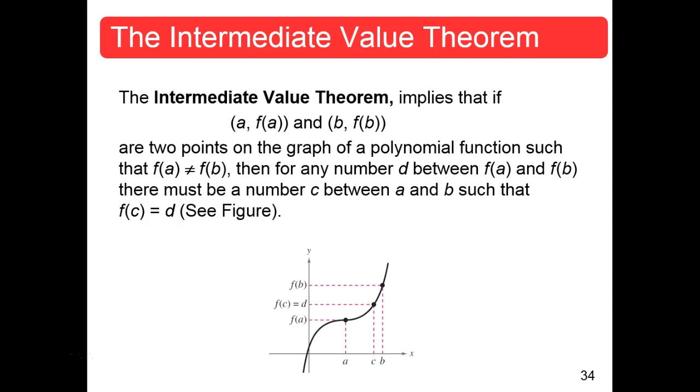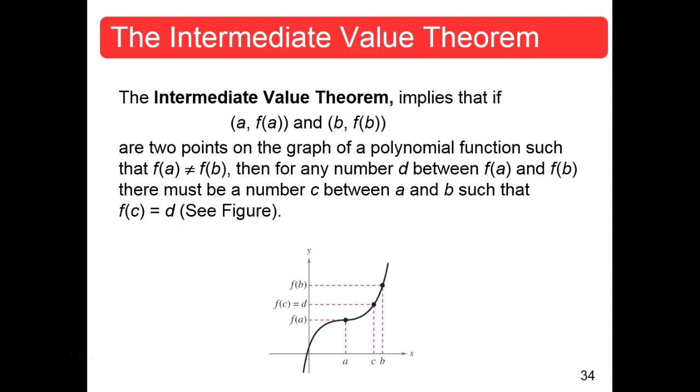If you have a polynomial function, tell me two characteristics of the graph of a polynomial function. Smooth and continuous, not constant. Continuous, okay? Smooth and continuous. That means there's no breaks in it. It has to go through.